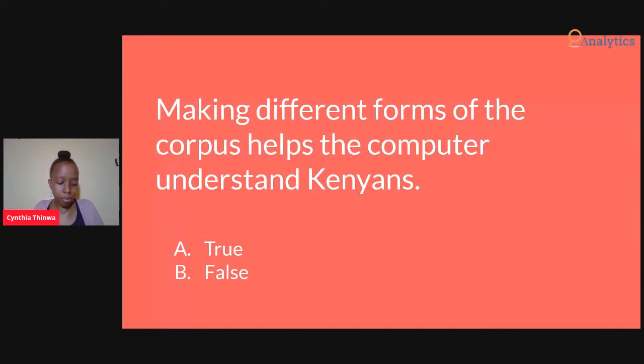Okay, so I have a question for the audience. Making different forms of the corpus helps the computer understand Kenyans. Is this true or false? Leave it in the chat.